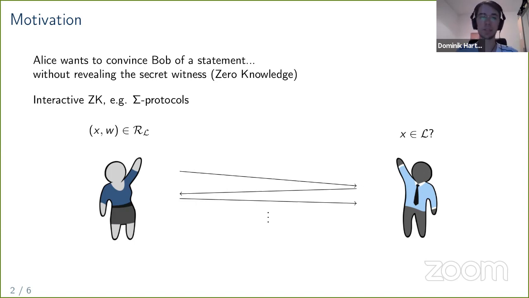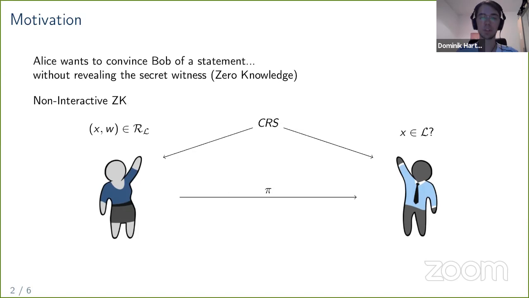So in many cases, we require non-interactive zero knowledge, where Alice can simply send a single message. But then we require additional setup like a common reference string or the random oracle model. And additionally, they are often computationally more expensive than interactive proofs. So there's a bit of a balance between the two. So we introduce a new way to build NIZKs, but let me first recap some existing constructions and why we need another one.